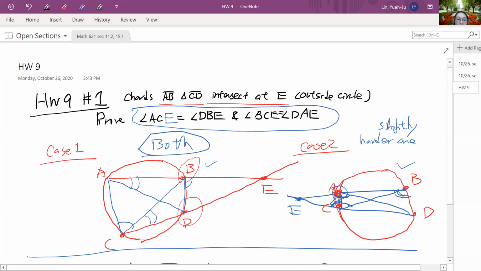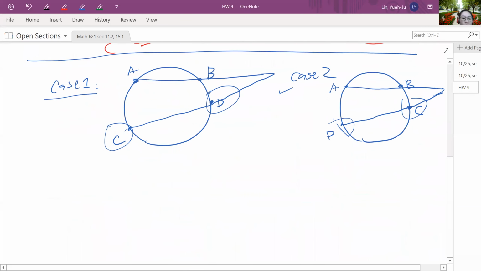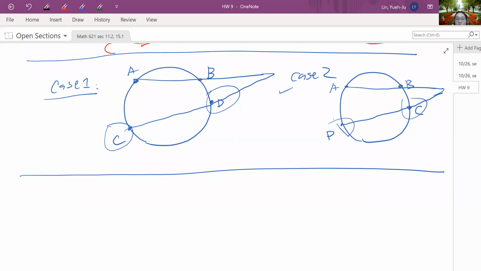Okay, so that's one thing for homework 9, problem 1. Especially if you already submitted before I mentioned this, you need to make sure you submit it again. I mean, you can submit it anytime.